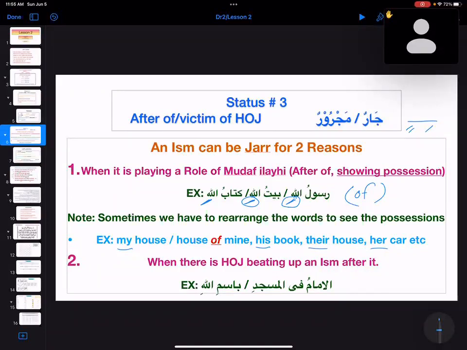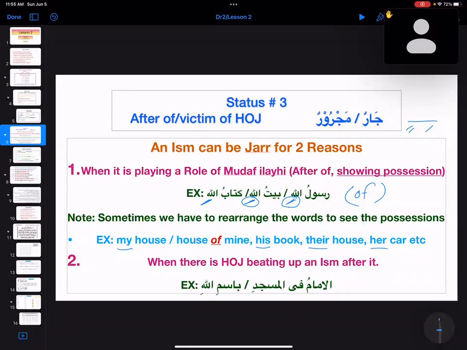And then Rafa comes in. The pronouns are two different kinds. We will learn later. One kind is always Rafa, but the other kind can be either Nasab or Jar. So in this case, that's why this my is going to be Jar, right?